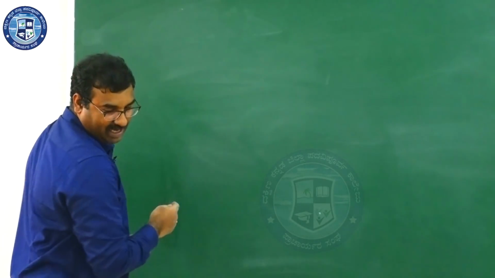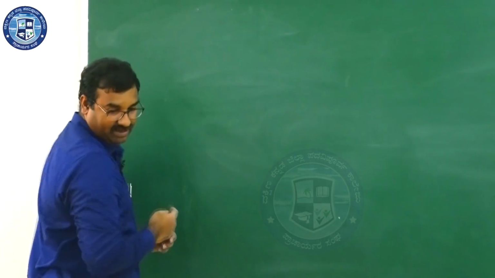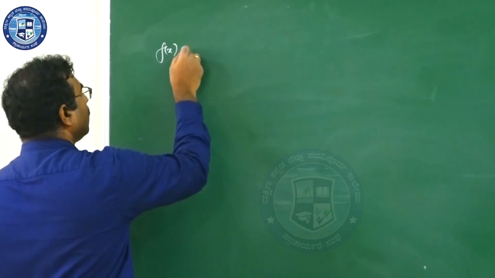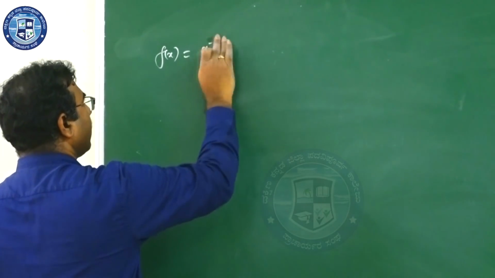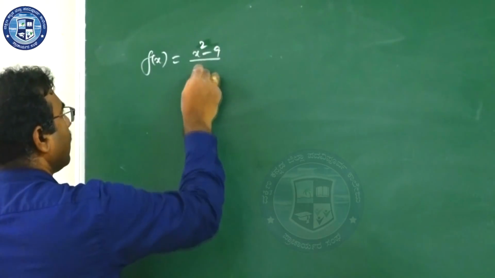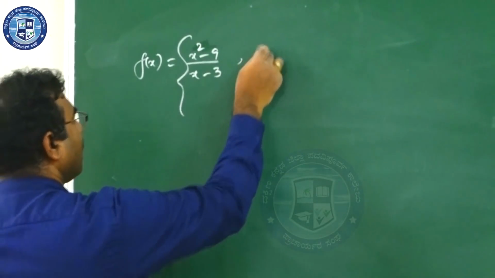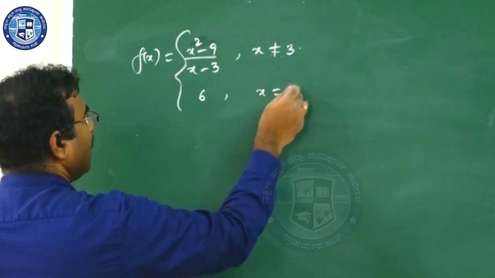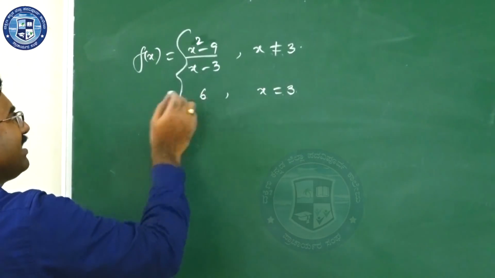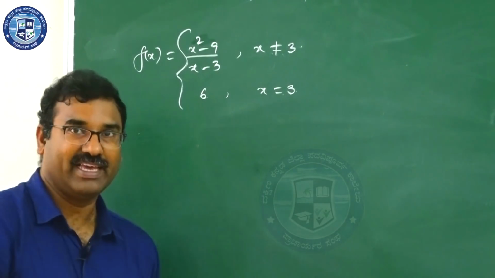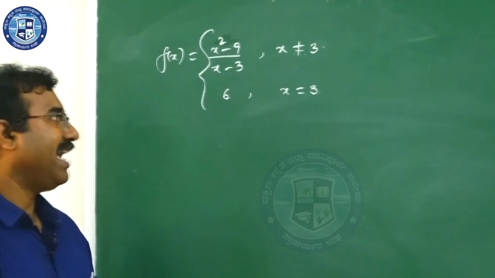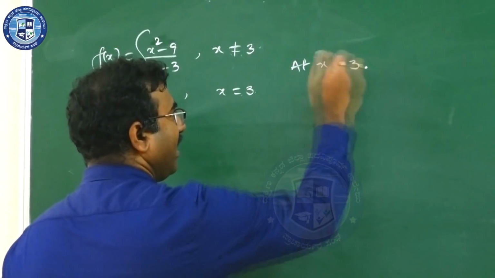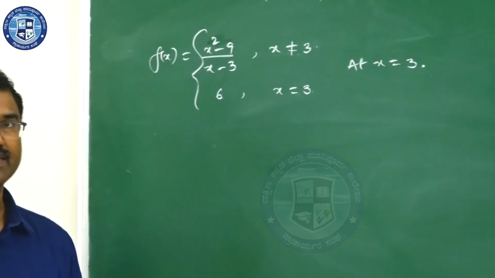Suppose I am having a function like this here, f(x) is equal to (x square minus 9) by (x minus 3) when x not equal to 3, and I define the function value at x equal to 3 as 6, like this. Okay. So, what about its continuity at x equal to 3? At x equal to 3 we need to discuss its continuity.